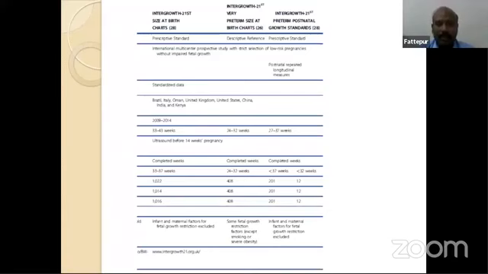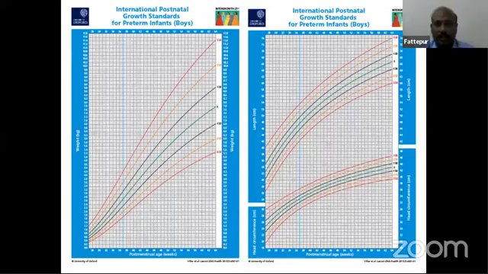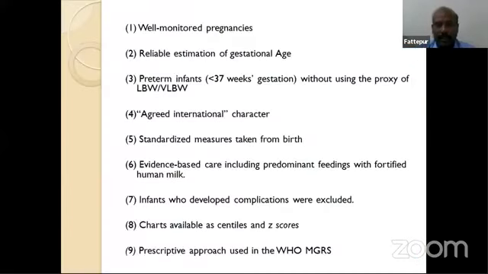So these are the international postnatal growth standards which are published. We can get them even on the website. We have many apps also for that. What are the strengths of this growth chart? Because they are well monitored pregnancies. Nearly 5,000 pregnancies were monitored. All the mothers had hardly any risk factors, nil risk factors for IUGR or preterm delivery.